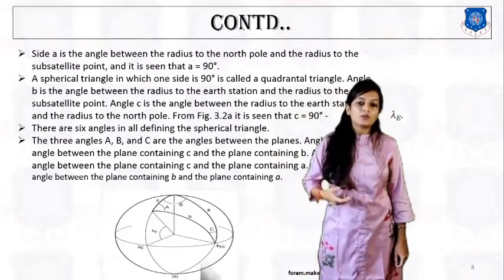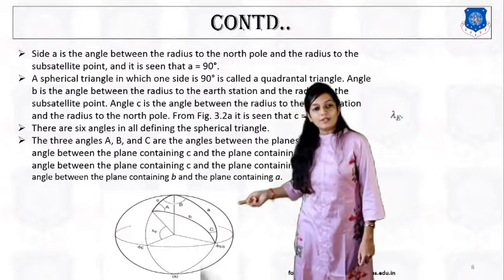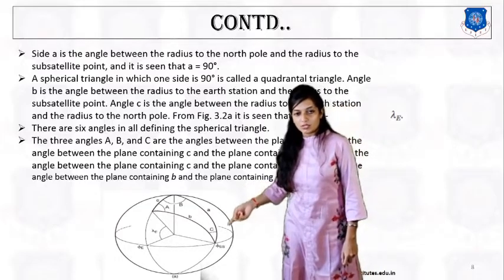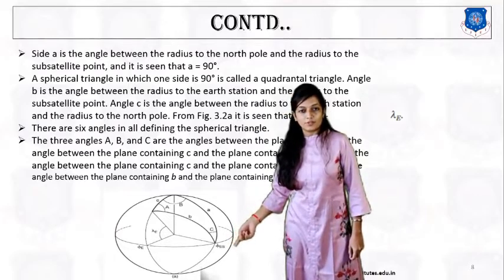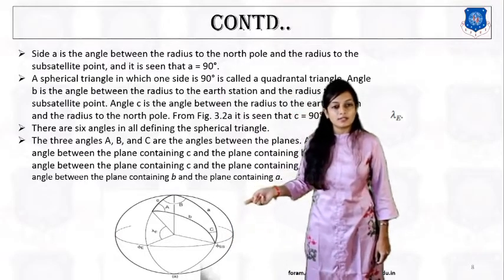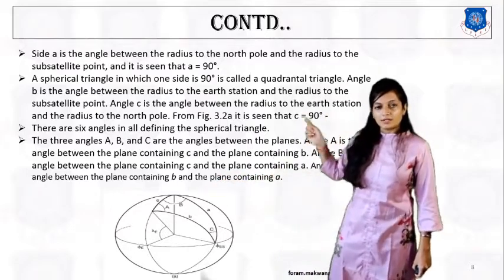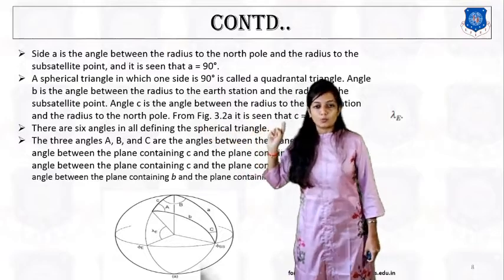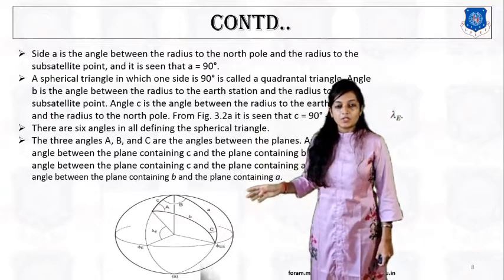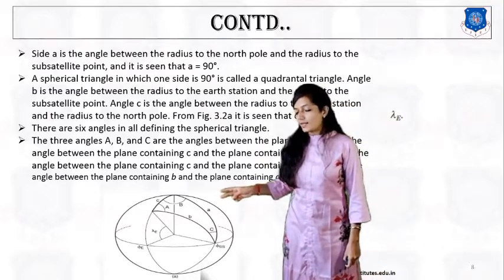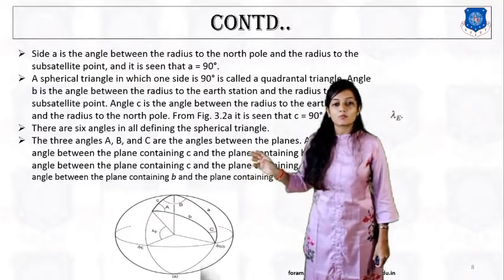Right? Now small b, what is small b? The angle small b is the angle between the radius to the earth station and the radius to the sub-satellite point. Alright? Angle c is the angle between the radius to the earth station and the radius to the north pole. These three angles are there. Alright? So total 6 angles are there, small a, b, c and capital A, B, C.